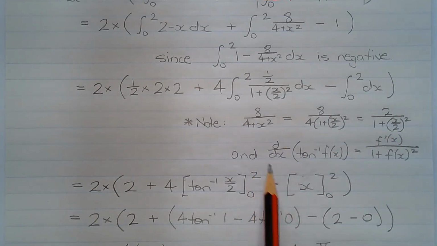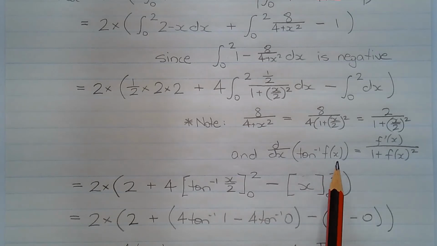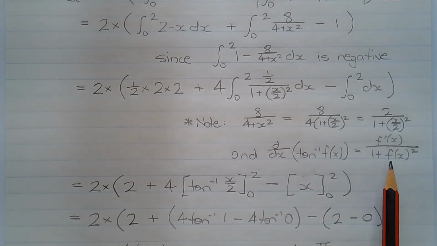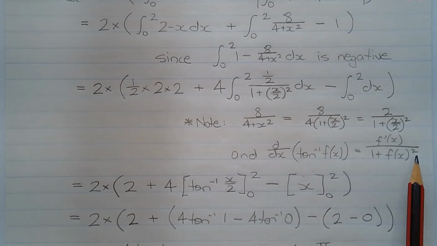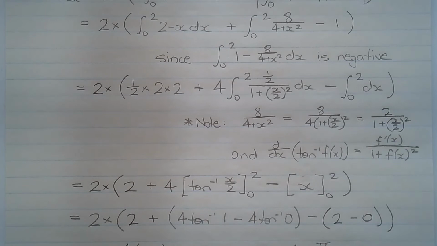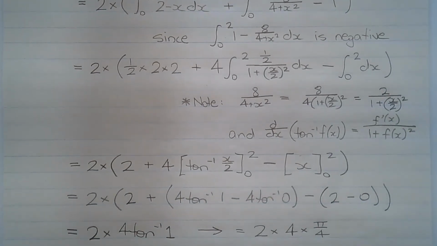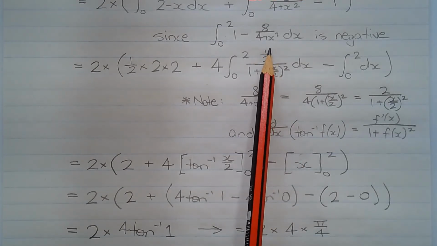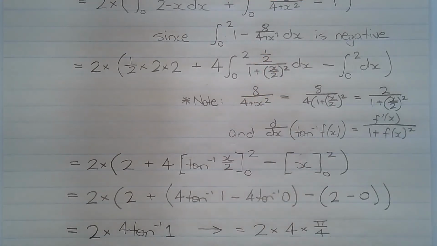Also note that the derivative of the inverse tan of f of x is equal to f dash of x over 1 plus f of x all squared. So I'm turning this fraction here into a standard form to help with the integration. Now this fraction here is in that form, f dash of x over 1 plus f of x all squared.